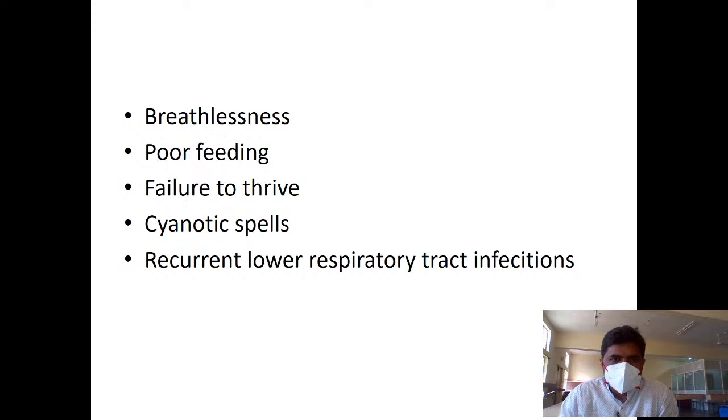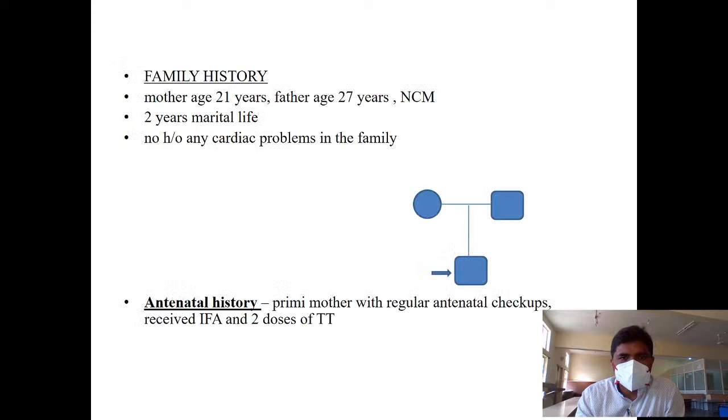And then likewise in our child, the 6 months child, Charan has got a recurrent lower respiratory tract infection. So broadly these could be the possible presentations of a cardiac patient: breathless, fast breathing, poor feeding, failure to thrive, cyanotic spells, recurrent lower respiratory tract infection. So in a broader sense, these are the possible presentation scenarios in a cardiac child. Then you should ask other history as well.